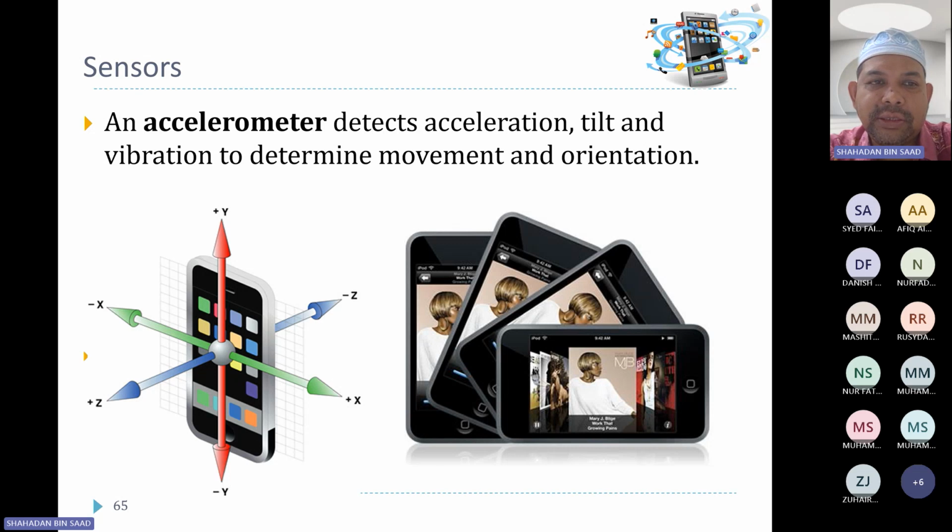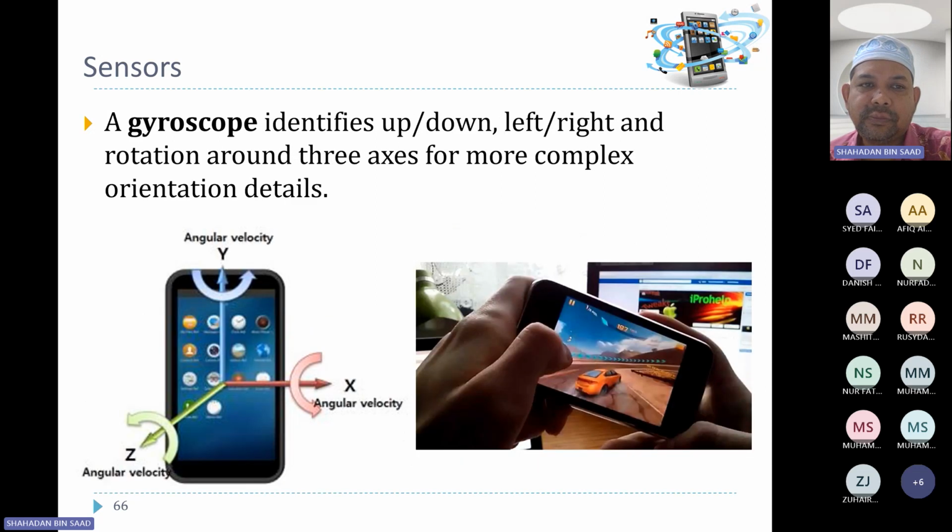Okay, next kita pergi sensor and accelerometer detects acceleration, tilt and vibration to determine movement and orientation. So dia boleh tahu lah X, negative X, Y, negative Y, Z, negative Z kan. So dia pakai apa? A gyroscope. Gyroscope identifies up, down, left, right, and rotation around three axes for more complex orientation detail.